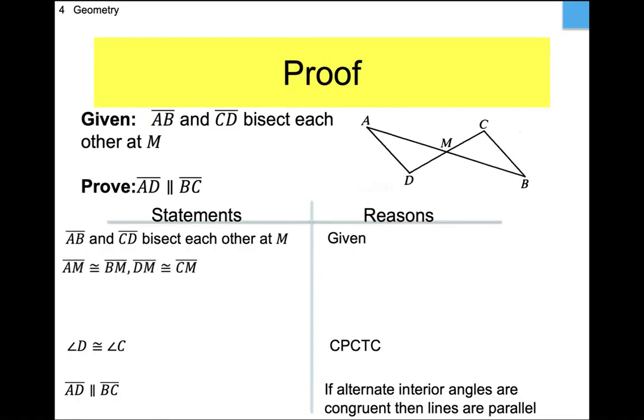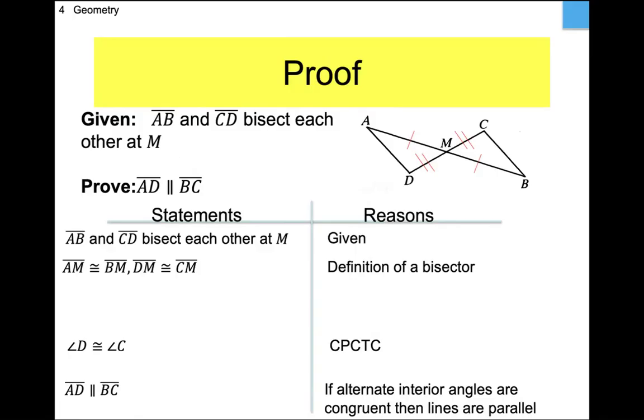So if I look at the given, it says that AB and CD bisect each other. That means they cut each other in half. That means that this part must be congruent to this part, and this part must be congruent to this part, right? That's a consequence of being a bisector. You make equal parts. So that was my statement, right? Definition of the bisector, and there are my neater tick marks.